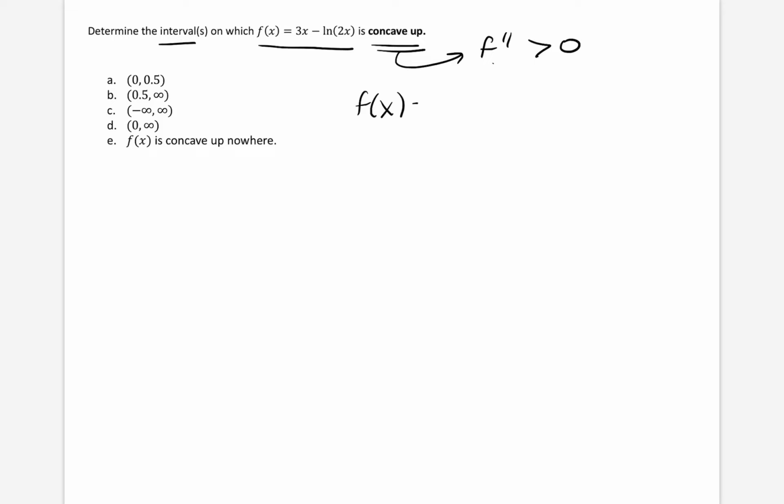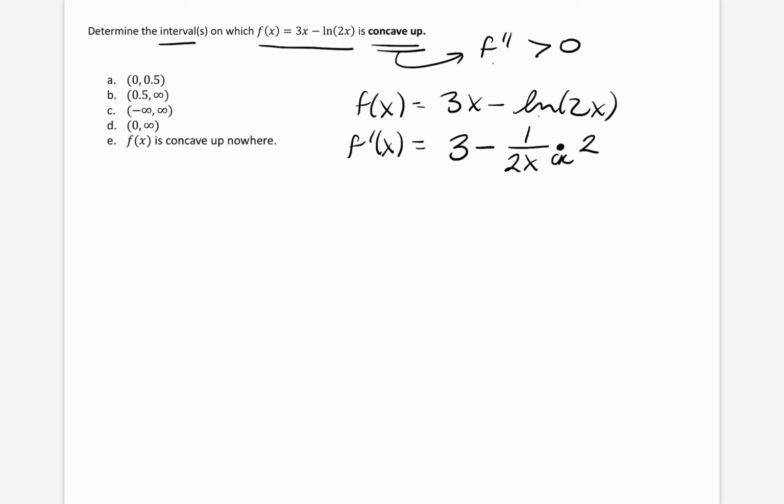If our function is 3x minus ln of 2x, then our first derivative is going to be 3 minus, now the derivative of ln of 2x, that's 1 over 2x, times, because of the chain rule, 2. So cleaning that up, that's going to be 3 minus 1 over x.